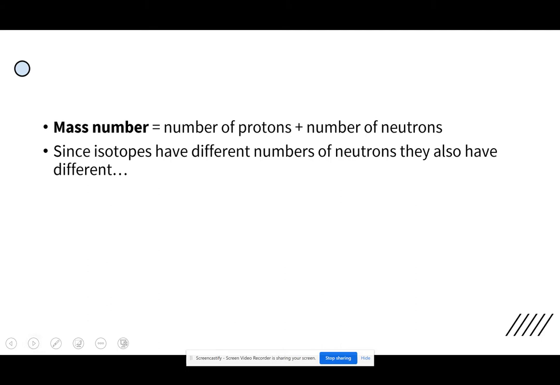The mass number of an element is an important number. It is the number of protons plus the number of neutrons. If you remember that the relative mass of a proton is 1 and the relative mass of a neutron is 1, this is why we add those together to get the mass number. Since isotopes have different numbers of neutrons, they would also have different mass numbers.